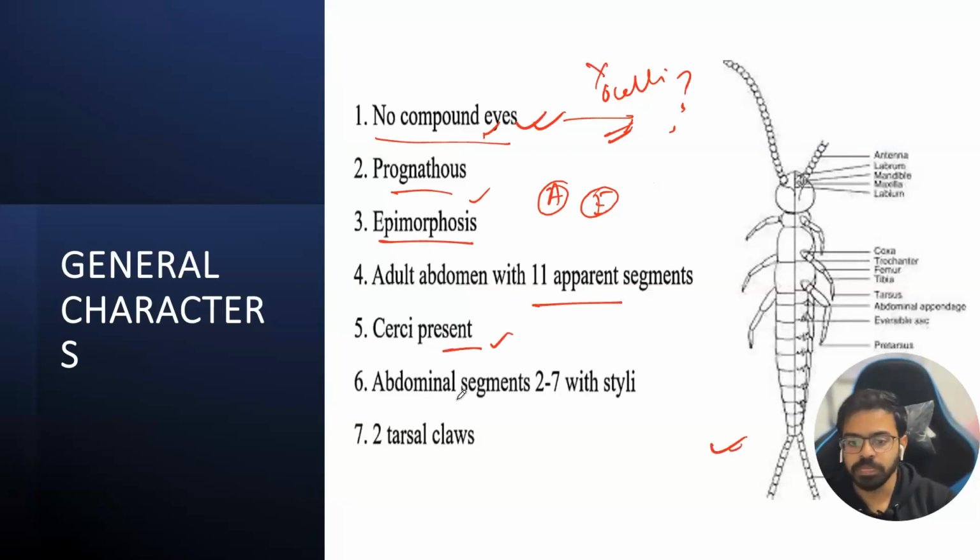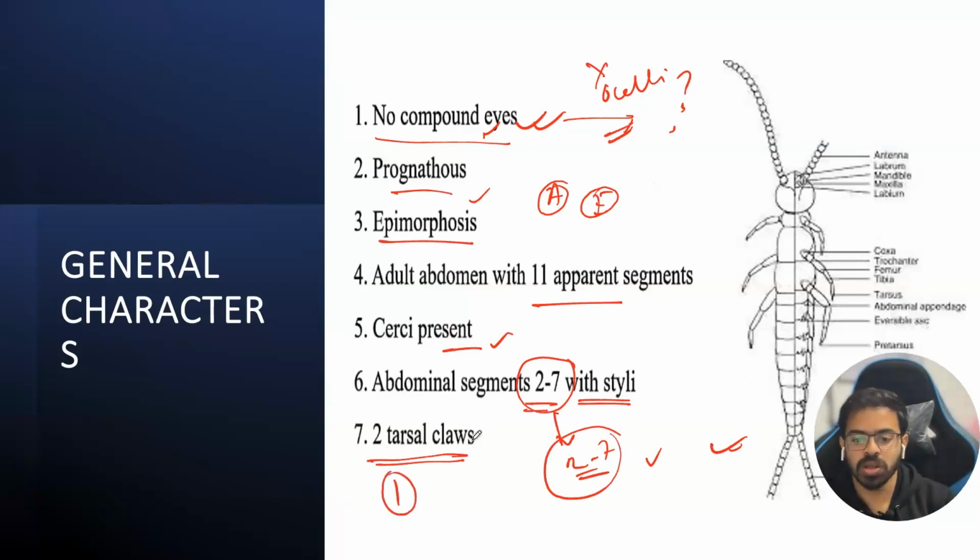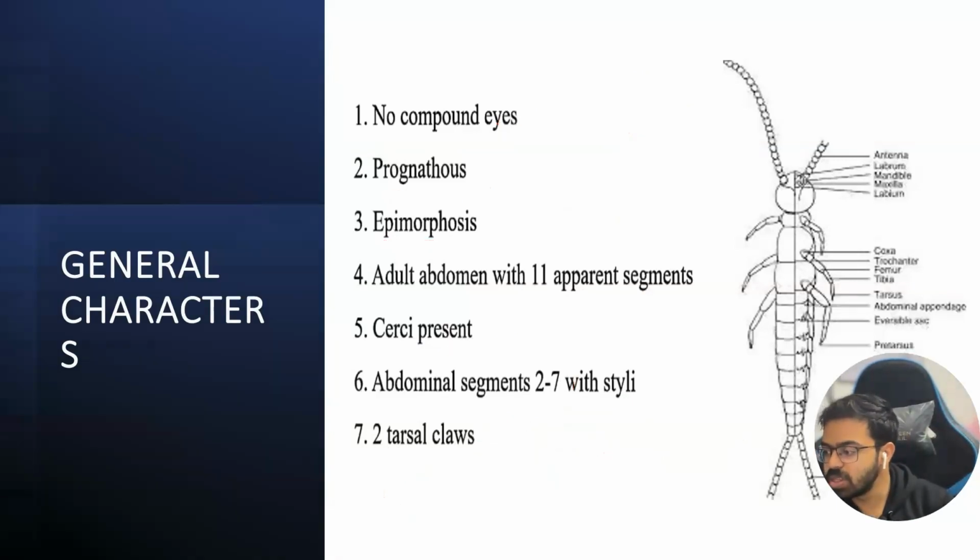You can see here, abdominal segments 2 to 7 with styli. As I have mentioned, styli are nothing but reduced abdominal legs. This varies in different families, but you simply remember 2 to 7. These abdominal segments contain the styli, and it has two tarsal claws, not one. Protura has one tarsal claw. Diplura has two tarsal claws. So you have to remember these small things.